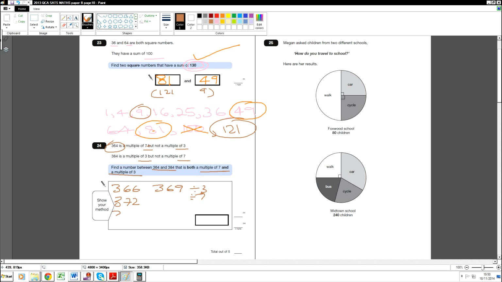So 375. The next one we try, 378, and then 381, and 364, for example. We could also try that as well, which we missed out earlier. How about 378? 371. What's 378? And 378 and 385. So these are the numbers we're going to try, and the right answer is 378. Okay, lovely. That's fun.